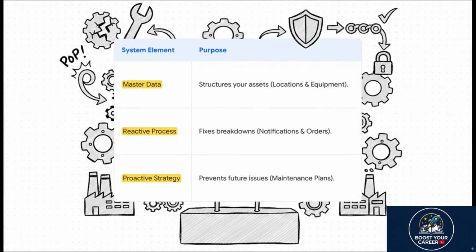So let's just do a super quick recap of the whole system. It's all built on a foundation of master data, which is how you organize your physical assets. Then it manages a reactive process to fix things that break. And finally, it enables a proactive strategy to stop them from breaking in the first place. Structure, reaction, and prevention. That's the whole game.